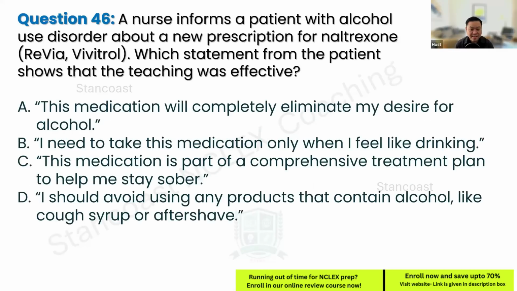Number 46. A nurse informs a patient with alcohol use disorder about a new prescription for naltrexone, Revia, or Vivitrol. Which statement from the patient shows that the teaching was effective? A. This medication will completely eliminate my desire for alcohol. B. I need to take this medication only when I feel like drinking. C. The medication is part of a comprehensive treatment plan to help me stay sober. And letter D. I should avoid using any products that contain alcohol, like cough syrup or aftershave.